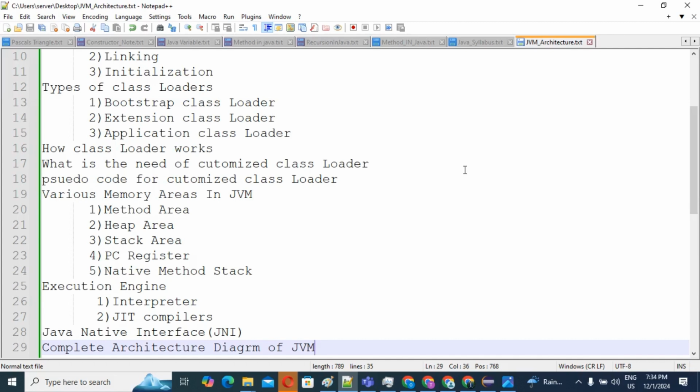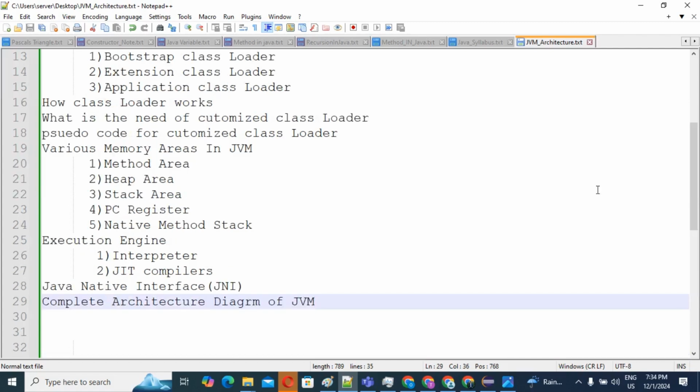Then, guys, you will come to know that we should know all these things, then you will be perfect in JVM architecture. Then you are going to be perfect enough to create your own JVM, right? So guys, then next is the execution engine.